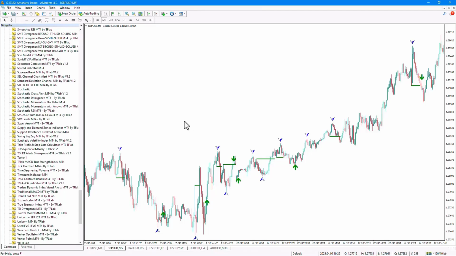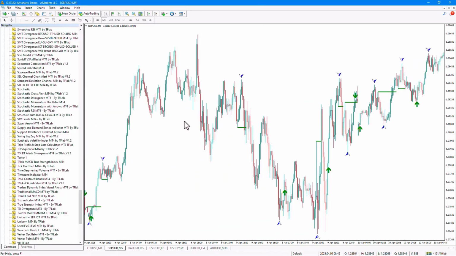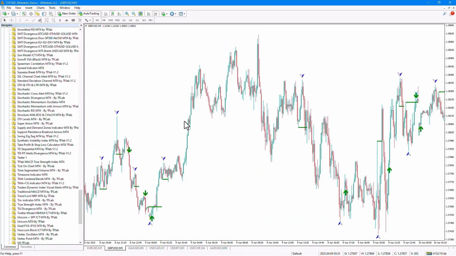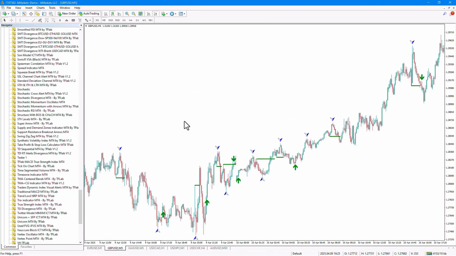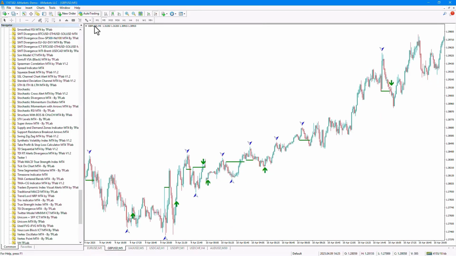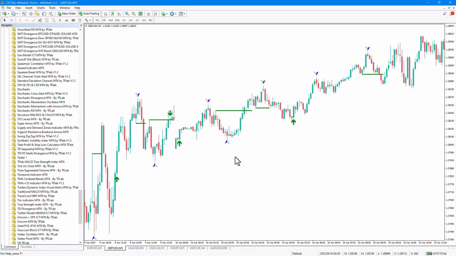The Sun Model indicator is a special tool designed using ICT concepts, allowing traders to identify trend changes in the market. This indicator can only be used on a 5-minute time frame and issues its first signal based on the liquidity identifier of the 1-hour time frame.